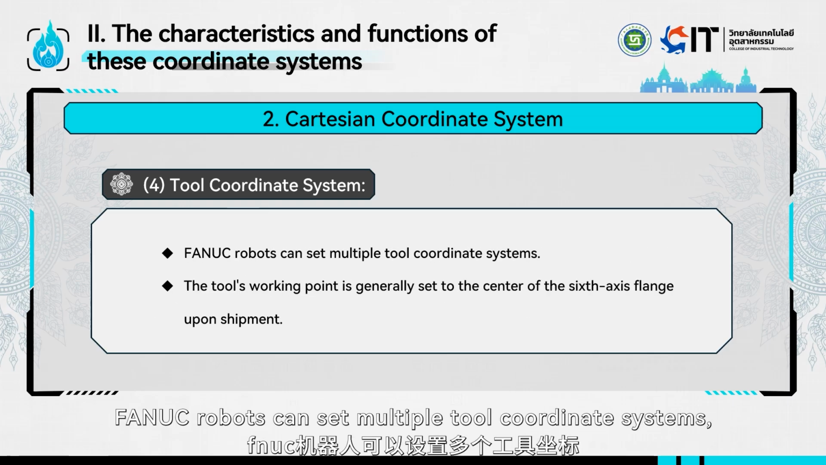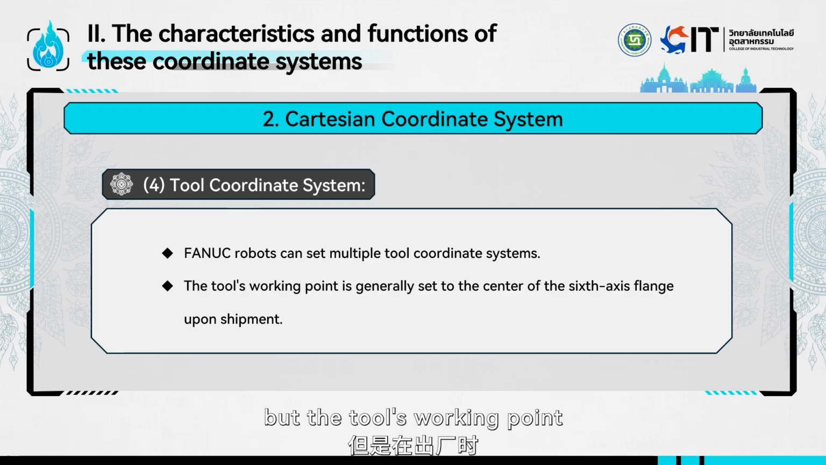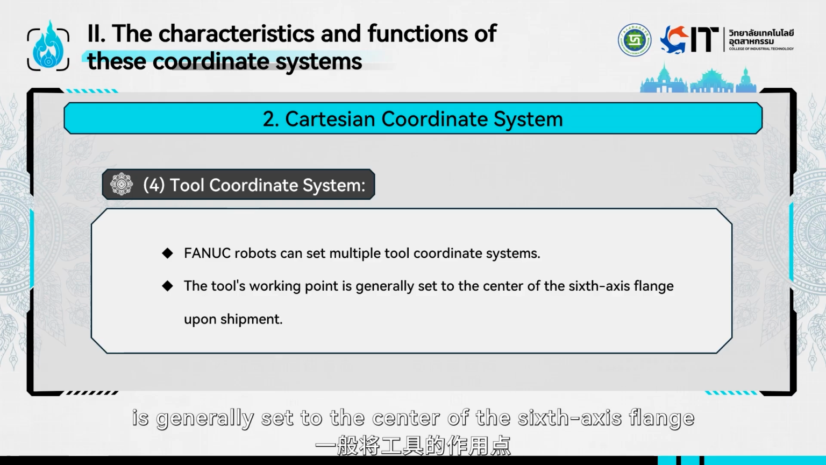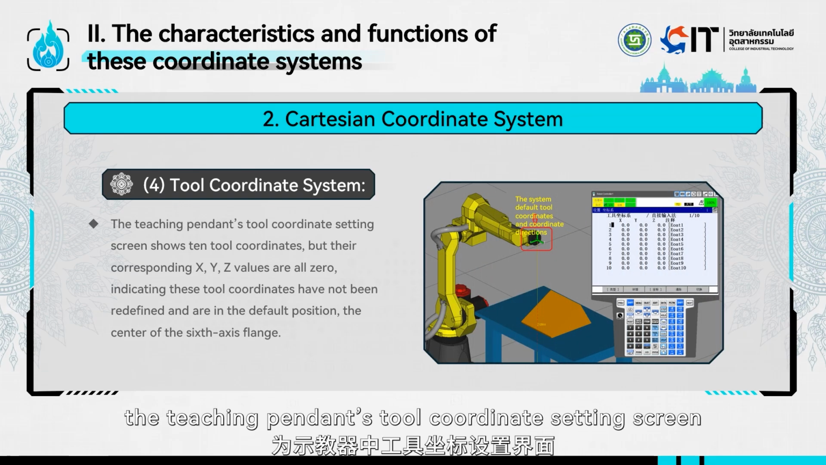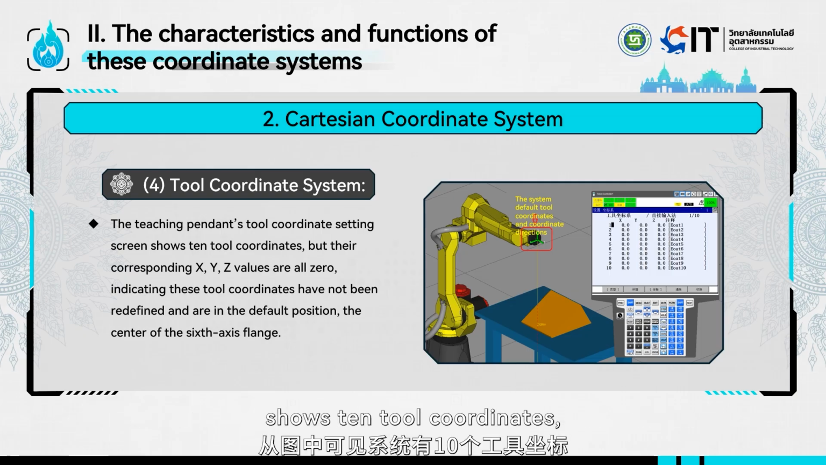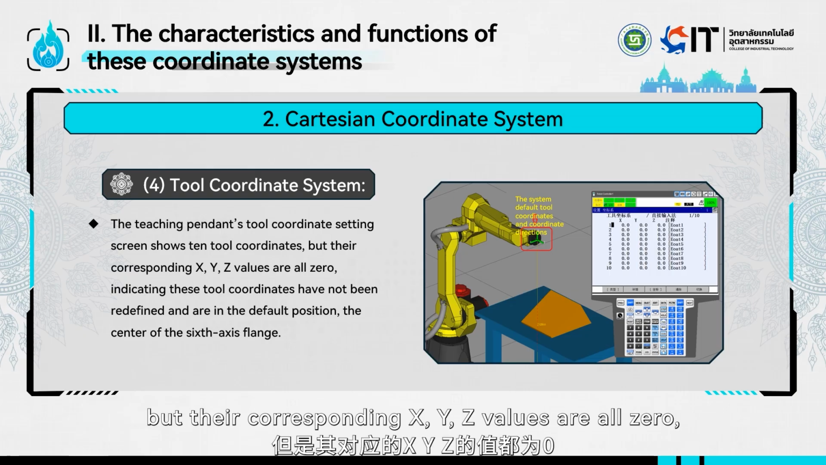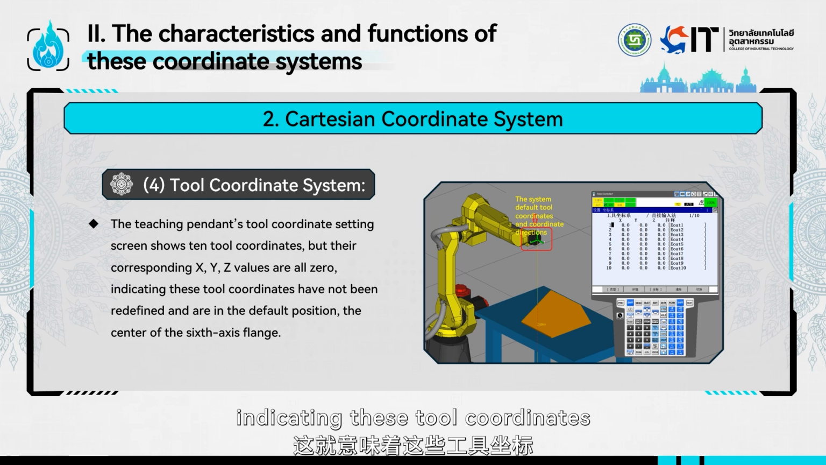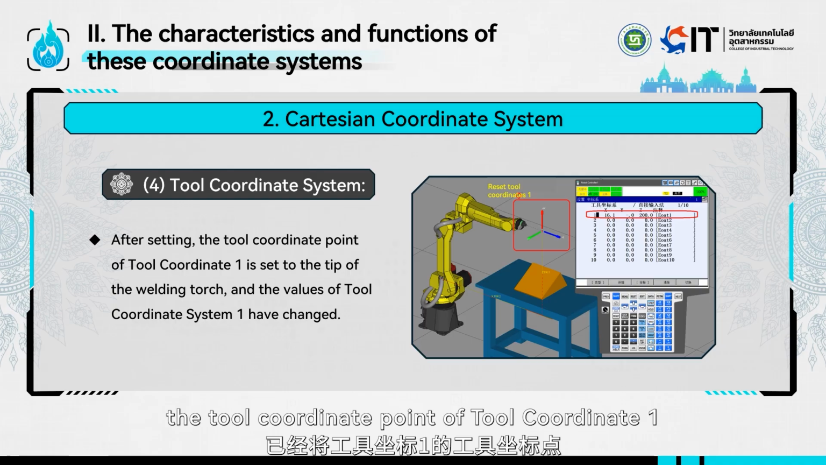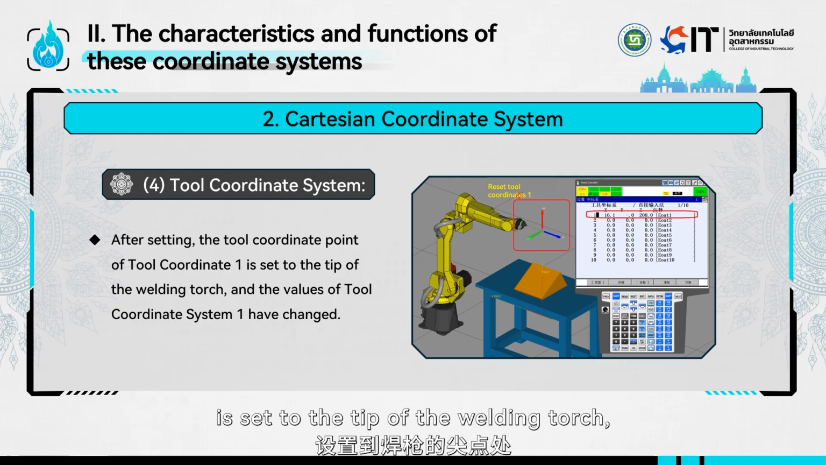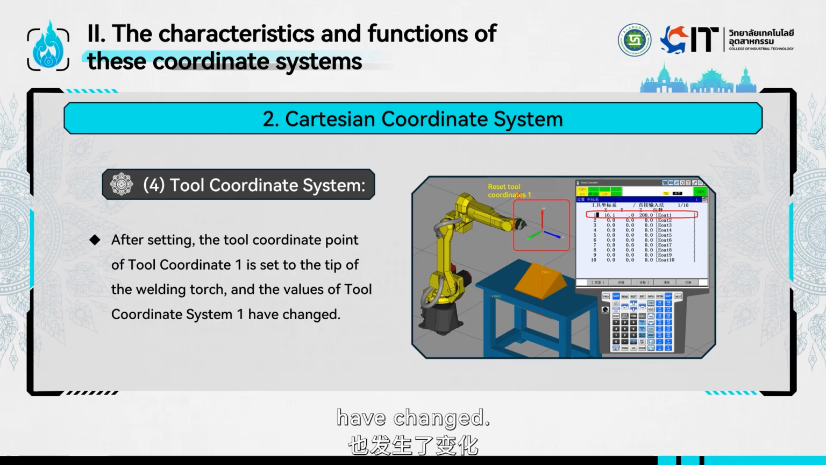FANUC robots can set multiple tool coordinate systems, but the tool's working point is generally set to the center of the 6th axis flange upon shipment. As shown in the figure, the teaching pendant tool coordinate setting screen shows 10 tool coordinates. But their corresponding x, y, z values are all 0, indicating these tool coordinates have not been redefined and are in the default position, the center of the 6th axis flange. After setting, the tool coordinate point of tool coordinate 1 is set to the tip of the welding torch, and the values of tool coordinate system 1 have changed.